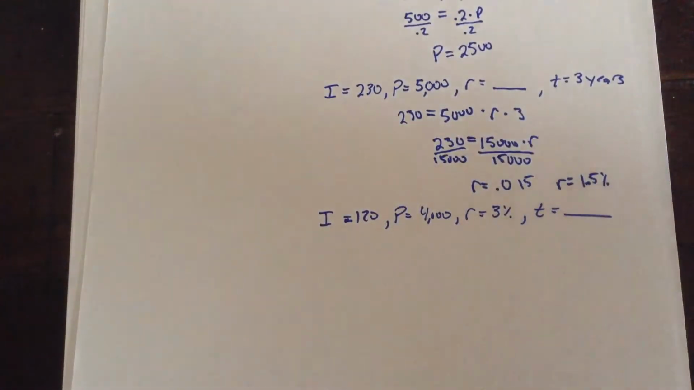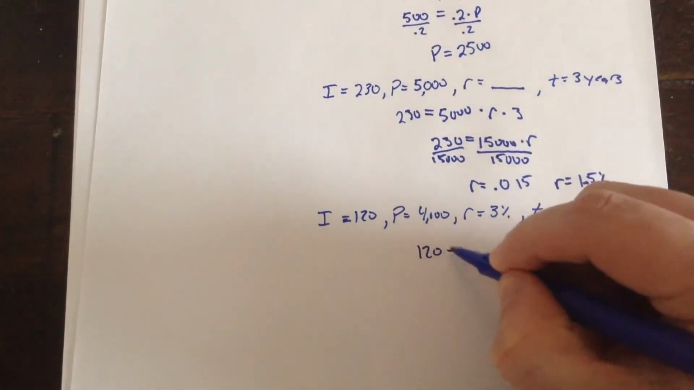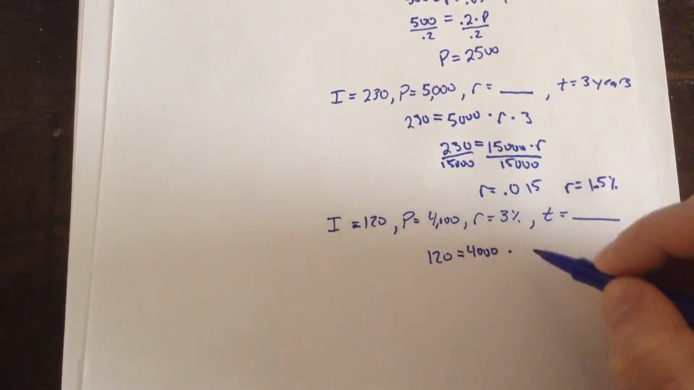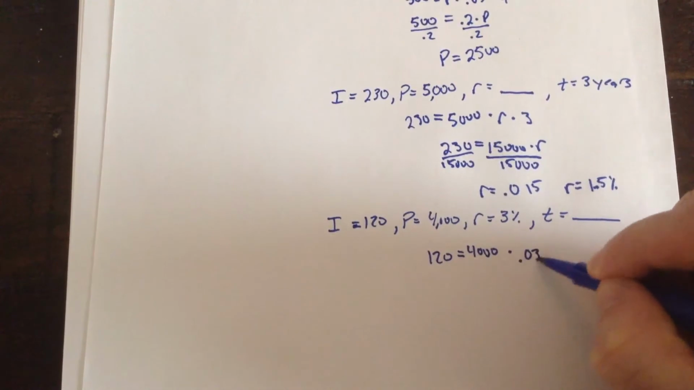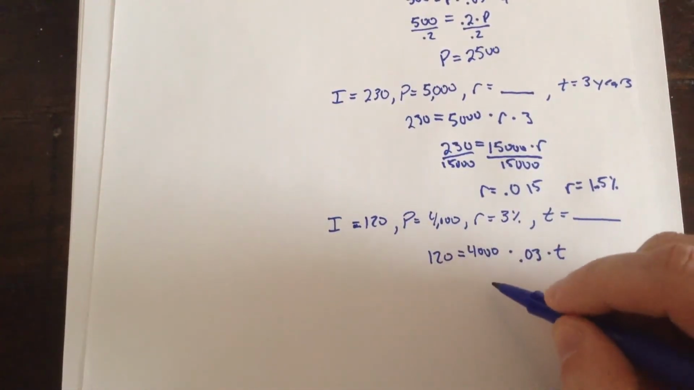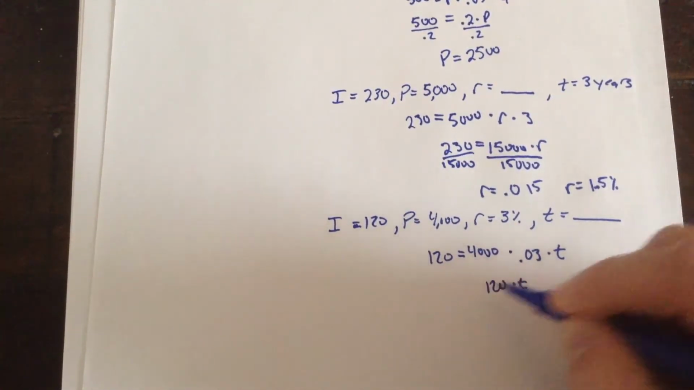And then the very last one, I need to solve for time. So same deal, interest equals principal times rate times time. So it's 120 equals 4,000 times 3% as a decimal, which is 0.03, times time. So I'll multiply 4,000 times 0.03, and I get 120 times time equals 120.